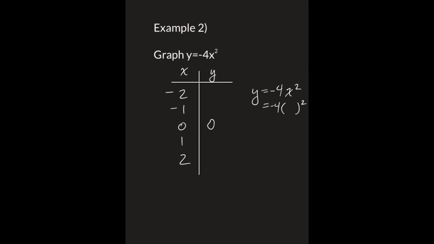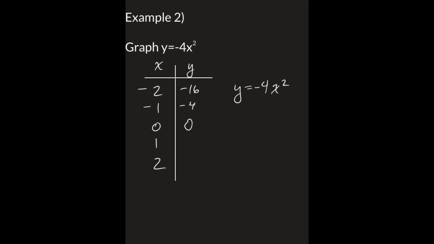I'm going to start with my first value on my table, which is -2. I plug in -2 here and follow the order of operations. That gives me a +4. I multiply that times the -4, and I get a -16. So in goes a -2, out comes a -16. My next value is -1. Follow the order of operations. -1 to the second power is a +1. I multiply that times a -4, and I get -4.